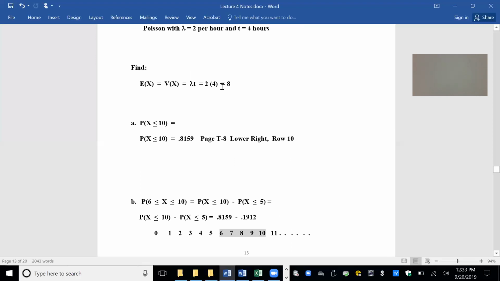I would not need to take this class to figure that out. But I would need to take this class to figure out that it's also the variance. The variance for the Poisson is 8. It is one of the few distributions that have the fairly unique characteristic that the value which measures its long-term average also measures its variability.